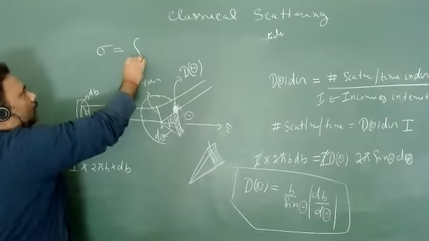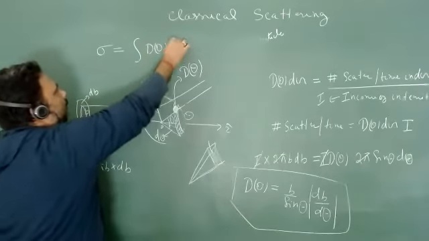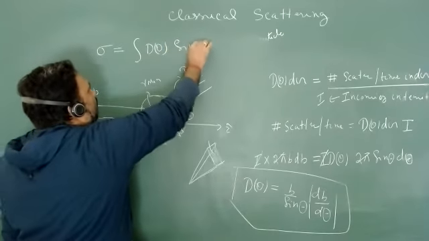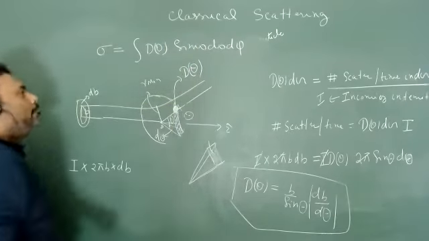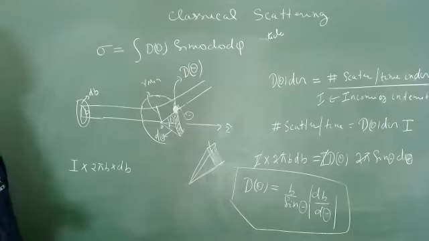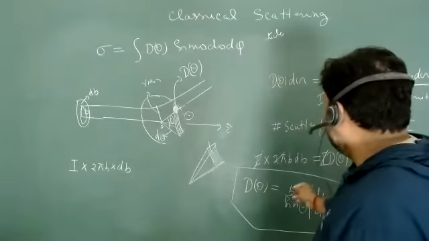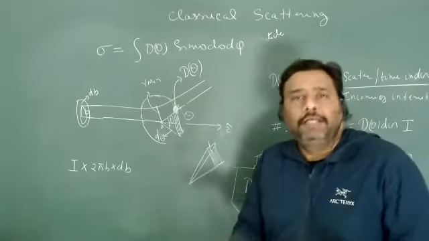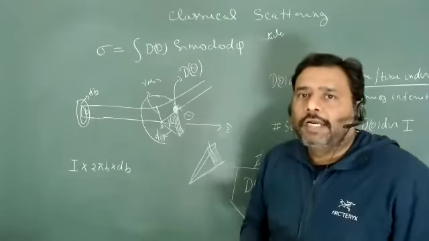And what is your total scattering cross section? It is the integral of sine theta d theta d phi, that is, d theta into d omega. Sometimes you will get that your impact parameter is independent of theta, maybe in some cases. Then what will happen?